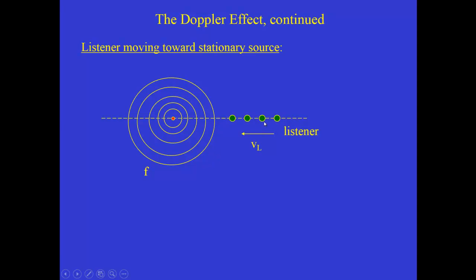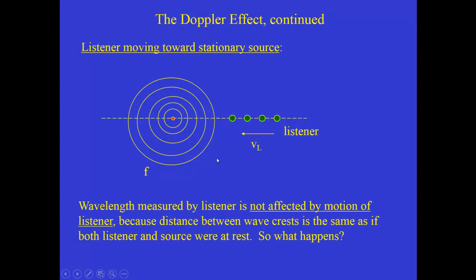Well, the listener in between each of those wave emissions has moved to the left at a speed v sub l. And in this case we can see the wavelength that the listener would measure is not affected, right? Because the listener's motion doesn't change the distance between those wave crests. So what happens? What causes the frequency change in this case? Because indeed it turns out that when the listener approaches the source, the frequency is going to be shifted upward. But what's the origin of this?